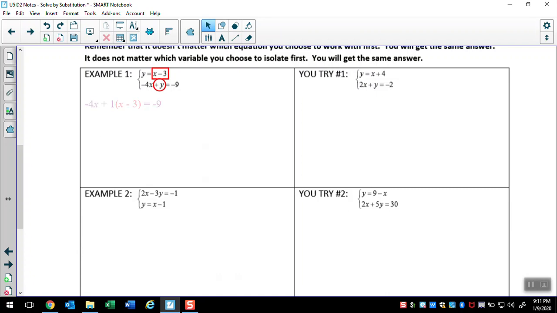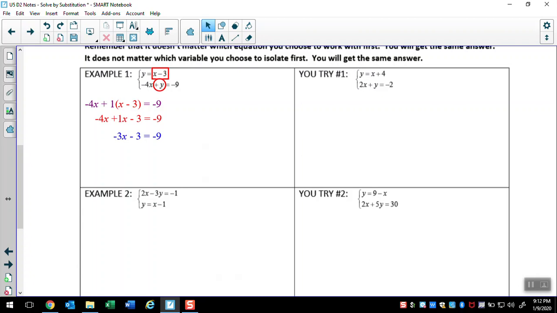So the first thing I'm going to do is rewrite that, and I'm going to give that y its coefficient of 1, because I need that to distribute. So now I get the negative 4x plus the coefficient of y, which was 1. And then I'm going to replace the y with the x minus 3 equals negative 9. All right, to solve, I'm going to distribute. And then I'm going to combine like terms. Negative 4x plus 1x gives me negative 3x.